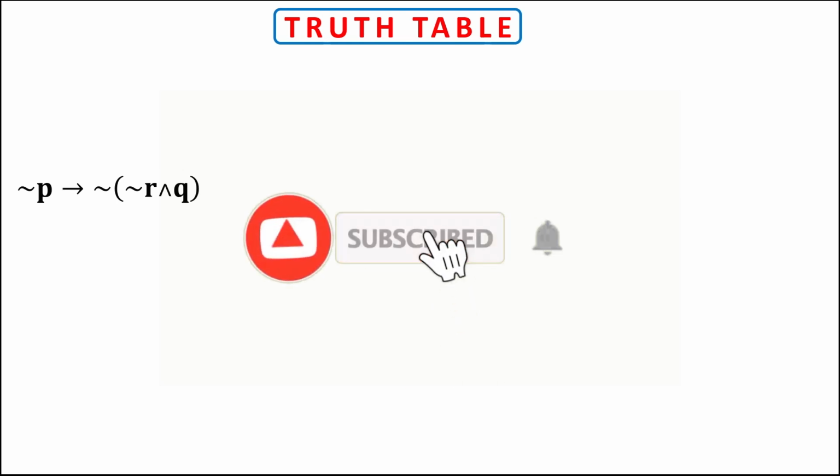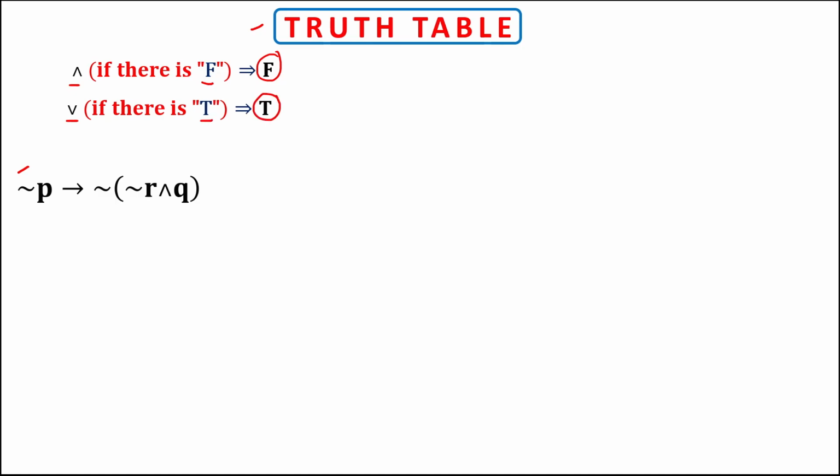So for this problem, we are going to construct a truth table from the given. Now take note that in constructing a truth table, these are the things you need to remember. For this conjunction, if there is false, the truth value is false. Then for this disjunction, if there is true, the truth value is true. For this implication or arrow, only true implies false. The truth value is false and the rest are true.